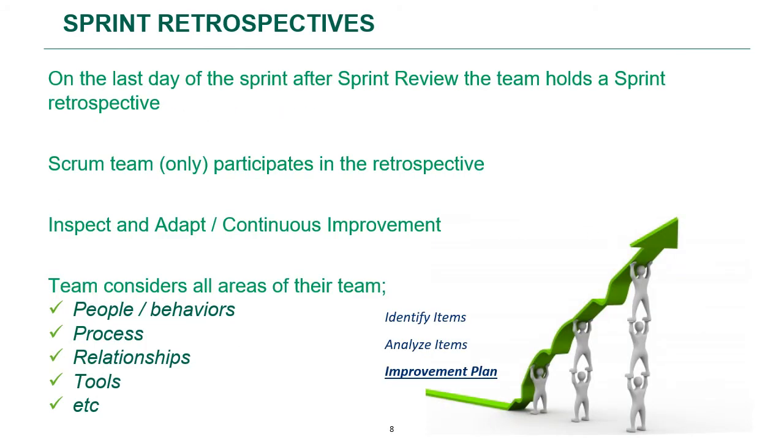Sprint retrospective is held on the last day of your sprint, wherein the Scrum team will participate in this retrospective meeting. No other stakeholders are invited. The Scrum team will inspect itself and create a plan of improvements for the next sprint. And it's also a time-boxed event. It goes up to a maximum of 3 hours for a 1 month sprint, and all the areas are identified and an improvement plan is developed.